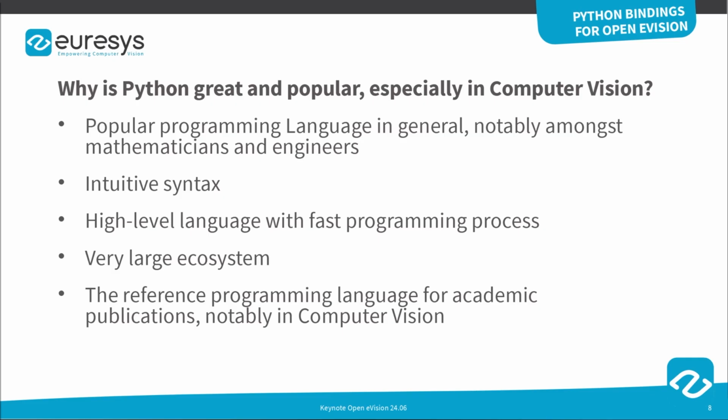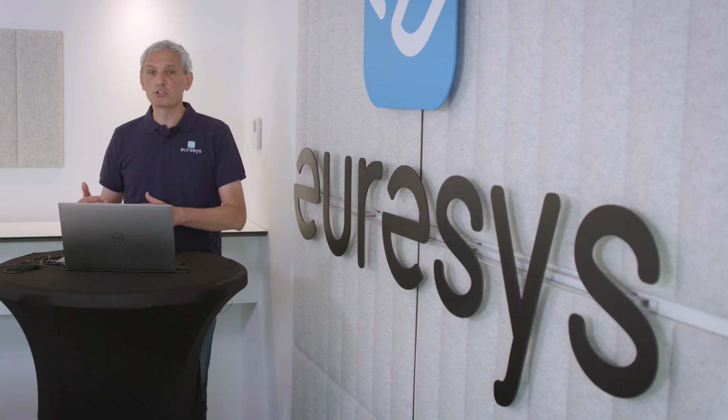Python, the language, is very popular, especially amongst mathematicians and engineers, because you have a very intuitive syntax and a very large, huge ecosystem of packages. It allows usually very high-speed and fast programming. It's clearly the reference language for academic publication and especially computer vision.